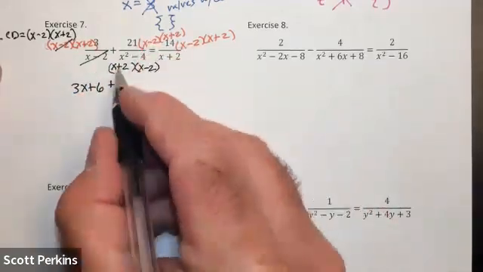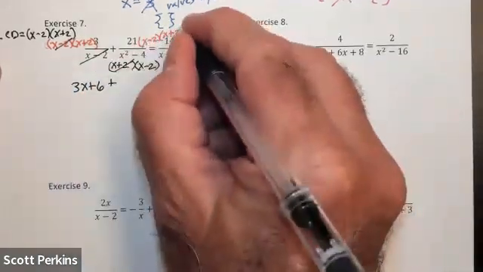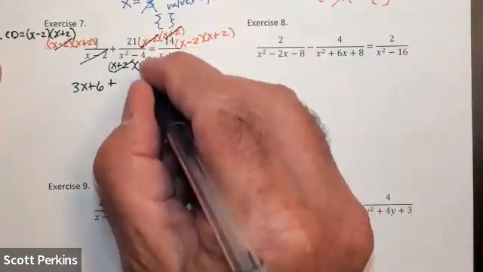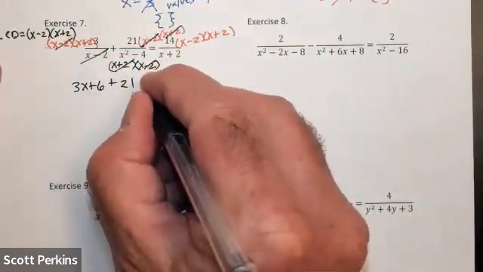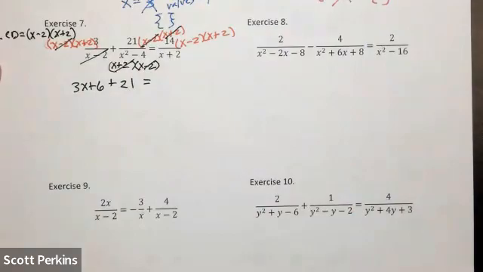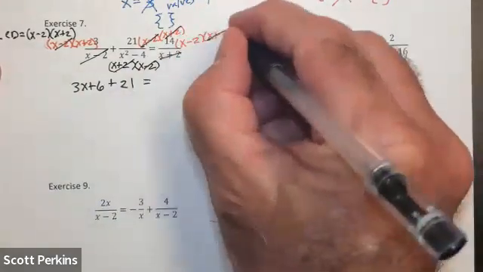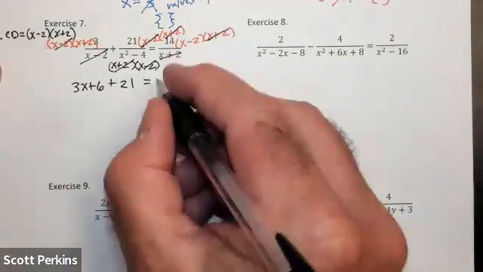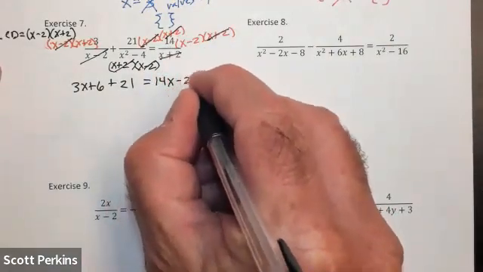The second one, both things cancel. The x plus 2's cancel and the x minus 2's. So I just have 21. Okay, I like when everything cancels, less work to do. And then the x plus 2's cancel on the last one. And so I have 14 times x minus 2. That's 14x minus 28.